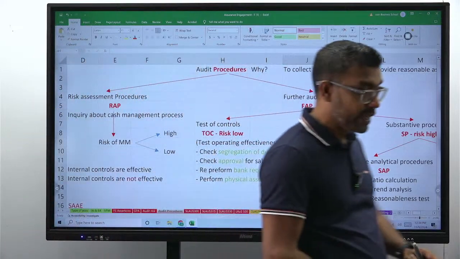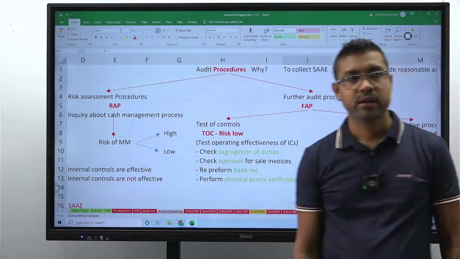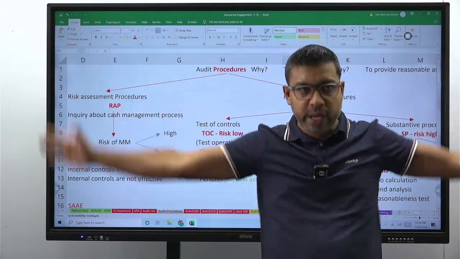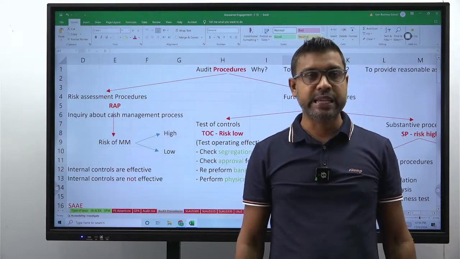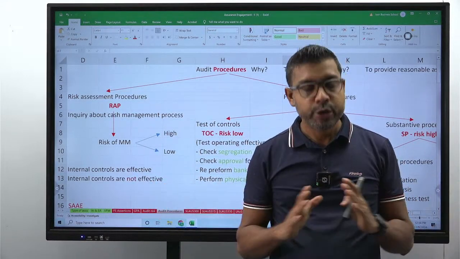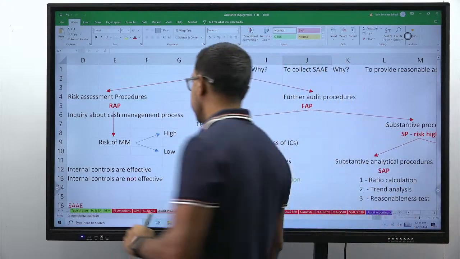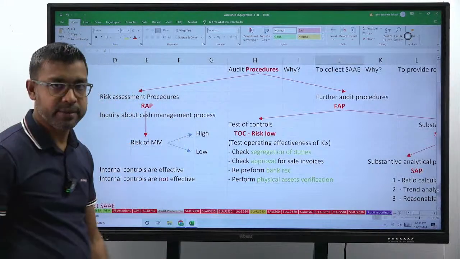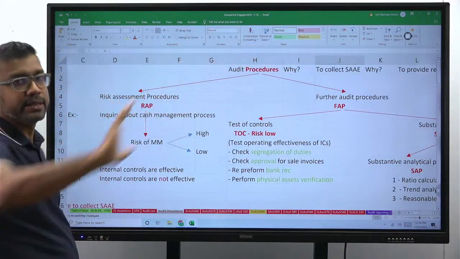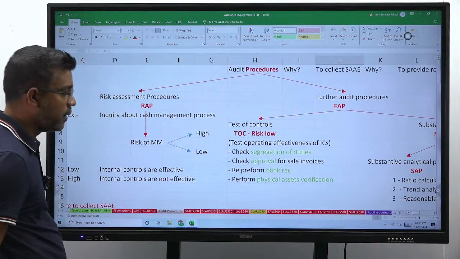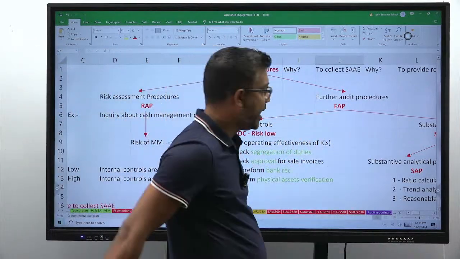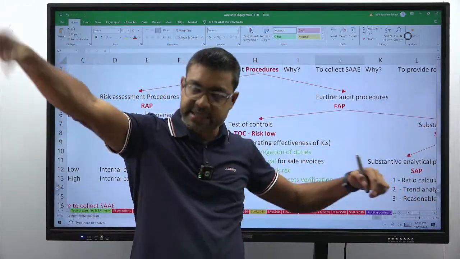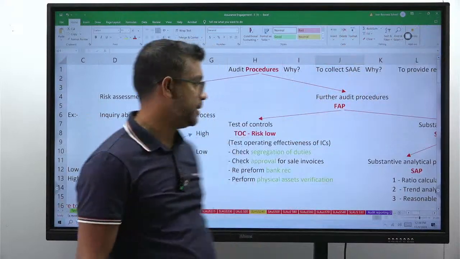Okay. In this audit universe, there are basically two types of audit procedures. All audit procedures we can divide into two categories. What are those categories? One category we can identify as RAP, Risk Assessment Procedures, in short form RAP. Another category we identify as FAP, Further Audit Procedures. Two parts: Risk Assessment Procedures and Further Audit Procedures.